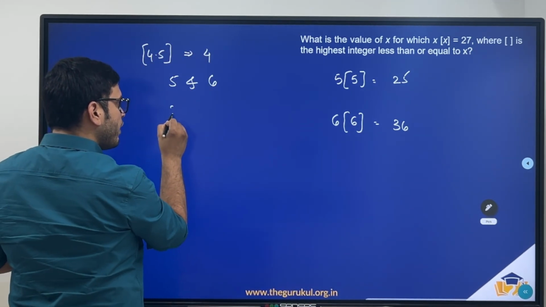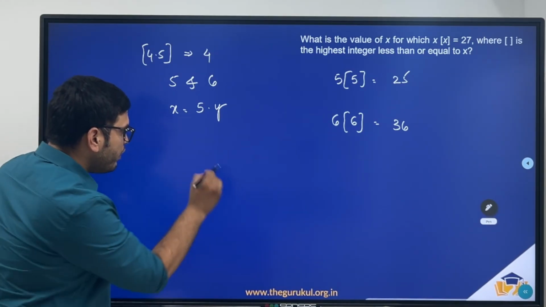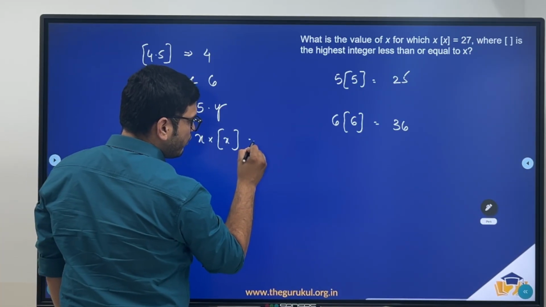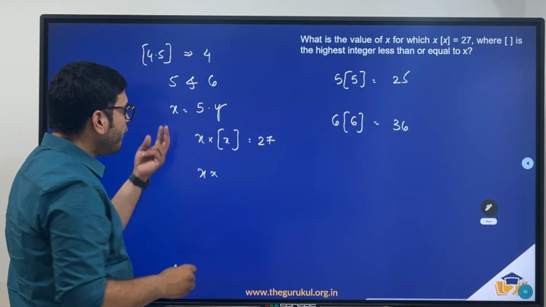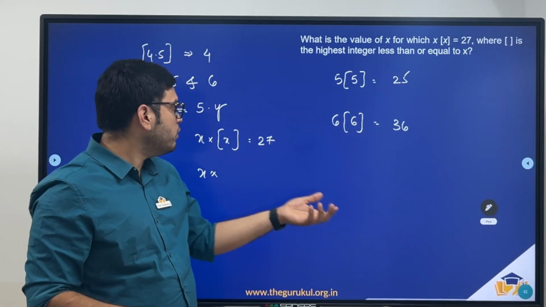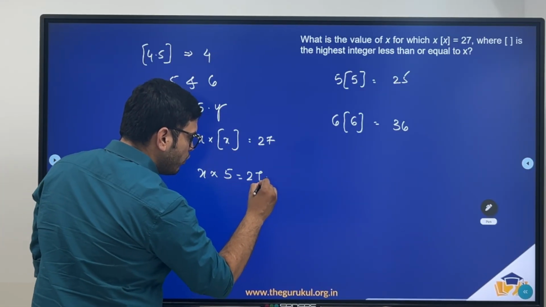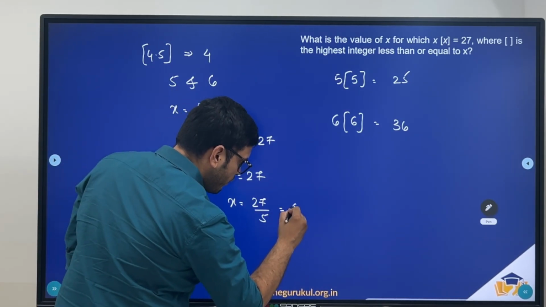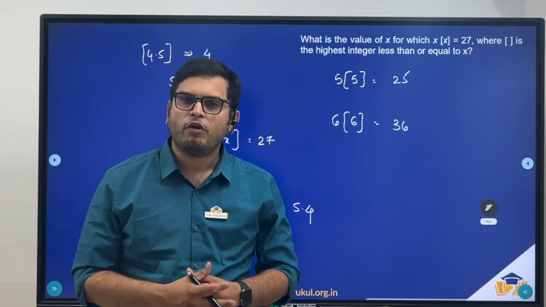So let me consider the value of x as 5 point something, 5 point y, right? Now we have x into the integral part of x is equal to 27. So we have x into, if x is 5 point y, what will be the integral part of x? 5. So x into 5 is equal to 27, or x is equal to 27 by 5, which is 5.4, right? So the answer for this question should be 5.4.